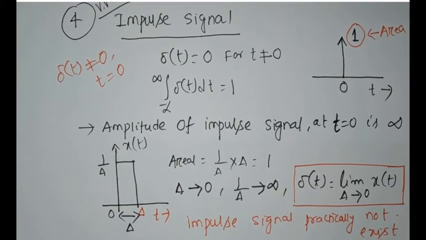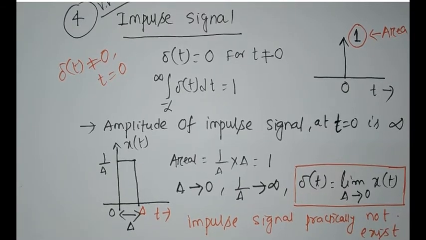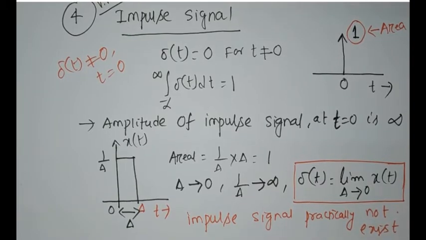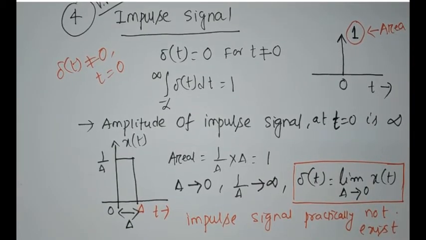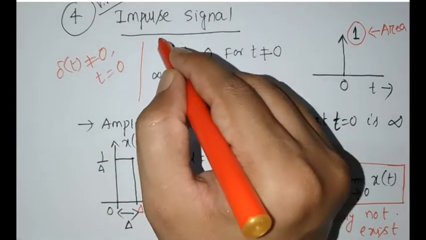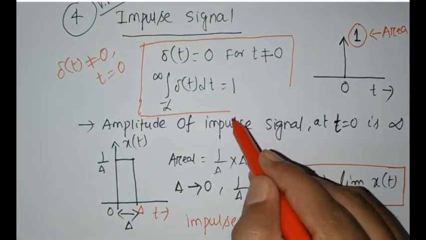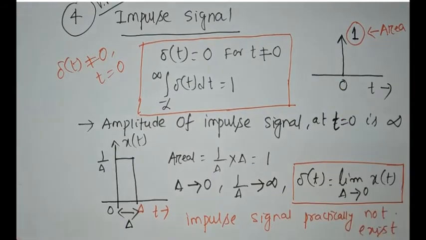But this is very, very important. It's helpful for many mathematical analyses. Without the impulse signal, we cannot analyze the signal system completely. Almost all mathematics use this impulse signal for simplification. That's why this impulse signal is very, very important. So this is the definition. Again, you have to remember, it's very easy. The impulse signal is 0 for t not equals 0, meaning the impulse signal is defined for t equals 0, or the impulse signal exists at t equals 0.